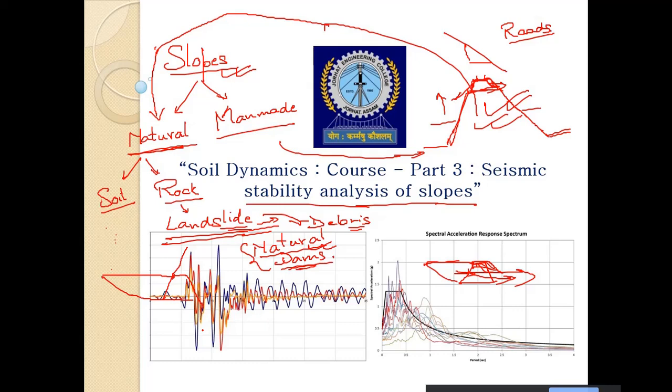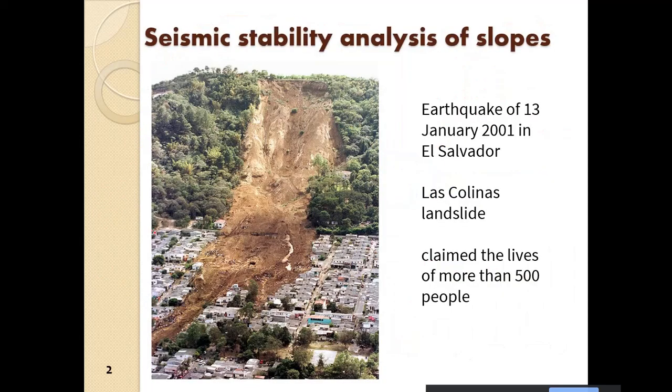Of course, different types of landslides we will discuss later, as we will see. So as we start, here is one of the earthquake-induced landslides. It occurred in El Salvador, the Las Colinas landslide, and it claimed more than 500 people. You can see these are small houses, and it washed away everything. So, a huge landslide.